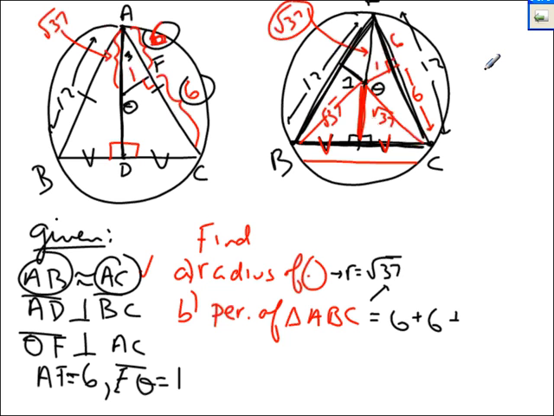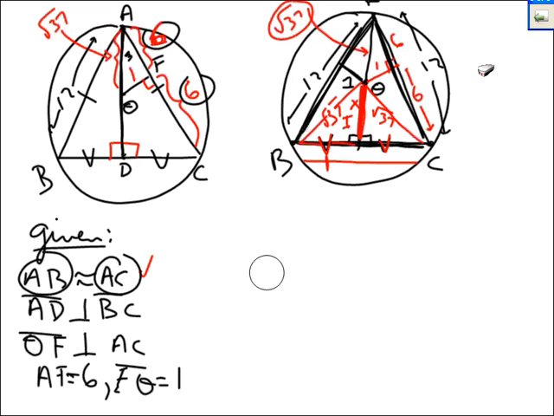Okay. Let us use the little triangle here, and let's call this distance x, and let's call that y. And we're going to come up with 2 equations and 2 unknowns. Using that little triangle, we come to know that x squared plus y squared is square root of 37 squared, which is 37.